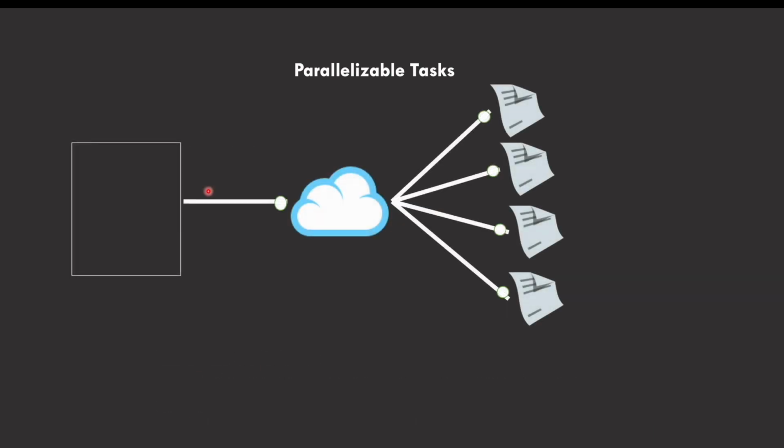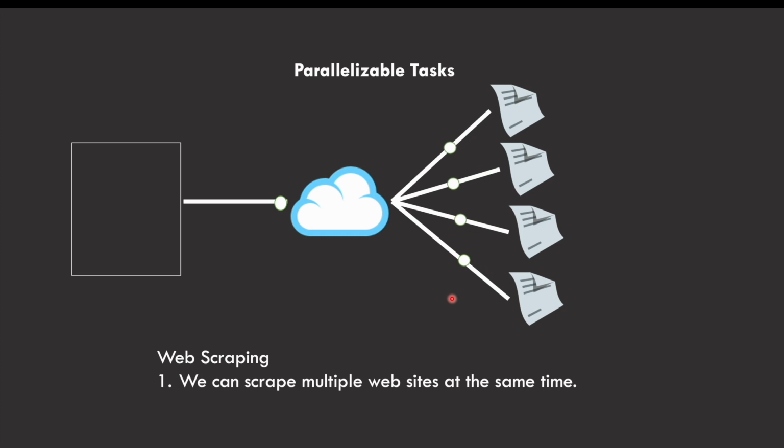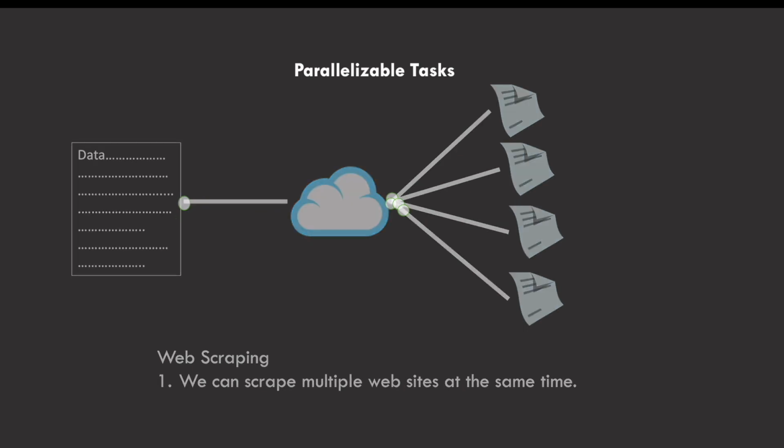Next example would be web scraping. This is a very famous parallelizable task. We have 4 web pages here, and each of these circles represents a crawler which can extract data from the web page, and we can scrape these at the same time, and then we can extract the results, right?